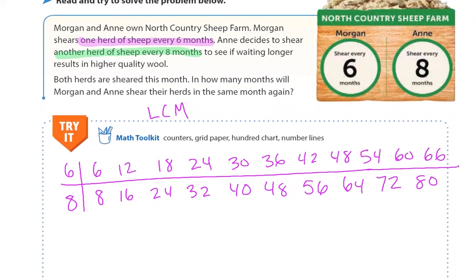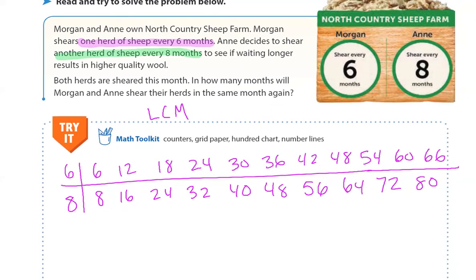Now I'm looking for the least number they have in common. That's going to show us the next time that they're both shearing the sheep together, how many months it's going to be. Well, they don't both have 12. They don't both have 16. They don't both have 18. Oh, they both have 24. It's going to be 2 years. 24 months from now, or 2 years from now.